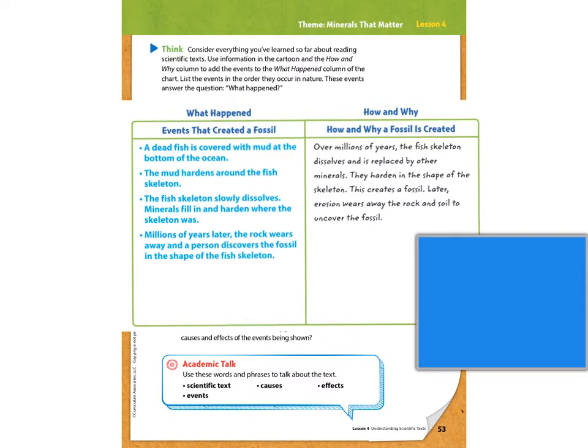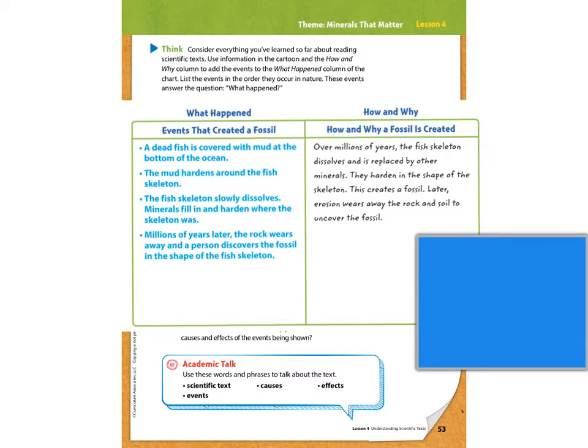Well, a dead fish is covered with mud at the bottom of the ocean. The mud hardens around the fish skeleton. The fish skeleton slowly dissolves, minerals fill in and harden where the skeleton was, and then lastly, millions of years later, the rock wears away and a person discovers the fossil in the shape of the fish skeleton. These are all of the events that created the fossil. Then we have how and why a fossil is created. So you can see the what happened and then the how and the why. And this is part of understanding the connections that are being made in the text.